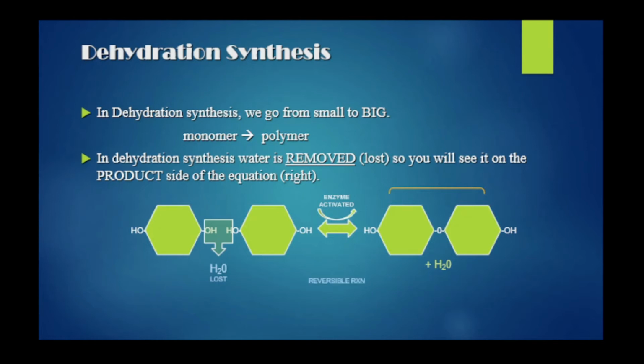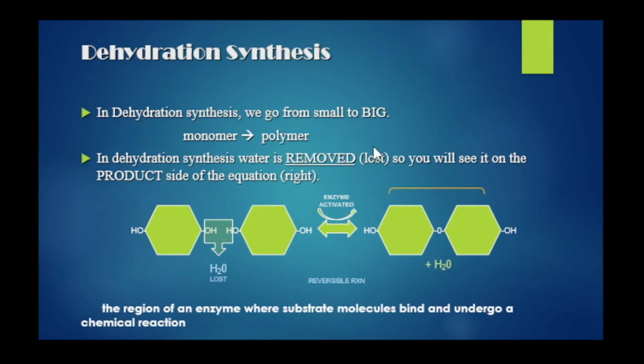It can be reversible, or vice versa. There are two products here: we have another polymer, and we have the water. So there are two products in the reaction process. The region of the enzyme where the substrate molecules bind and undergo a chemical reaction is the active site. This is the meaning of enzyme activated, or they act as a catalyst.